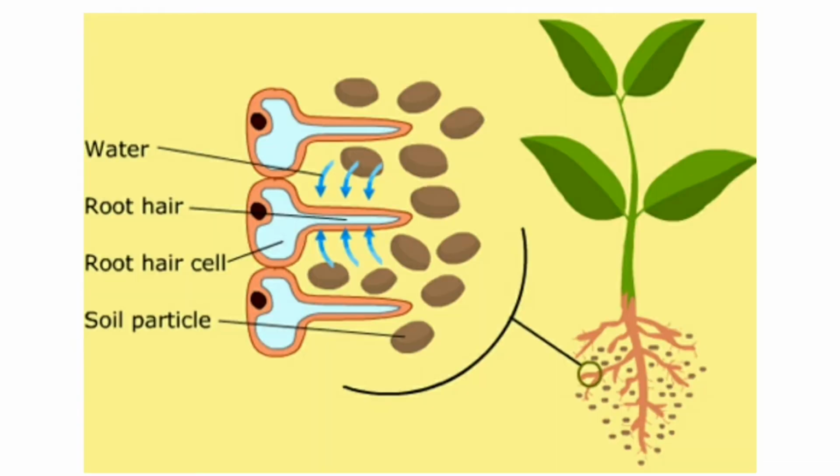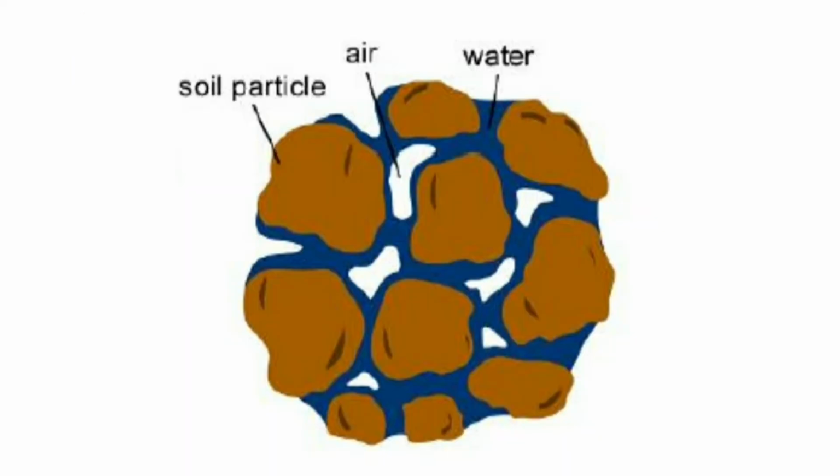Root hair cells are large in number, but they are short-lived. That is, they are there only for a short period of time. They are continuously replaced by new cells, and these new cells are formed at the root tip. Soil particles are coated with a thin film of water. This water also has minerals dissolved in it.